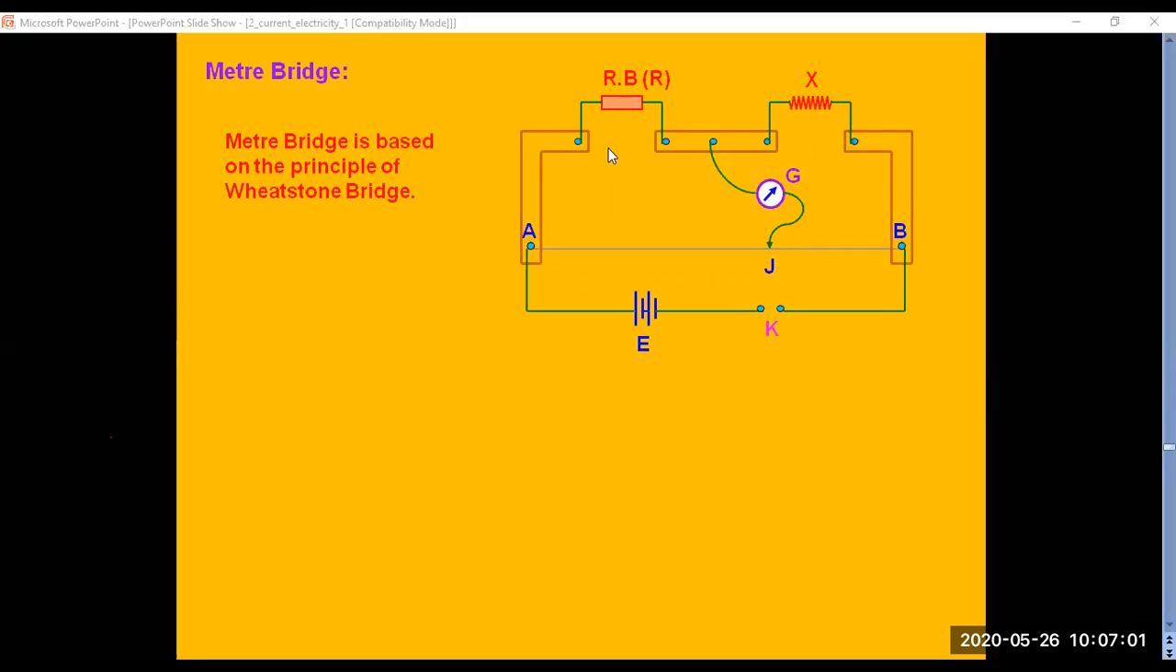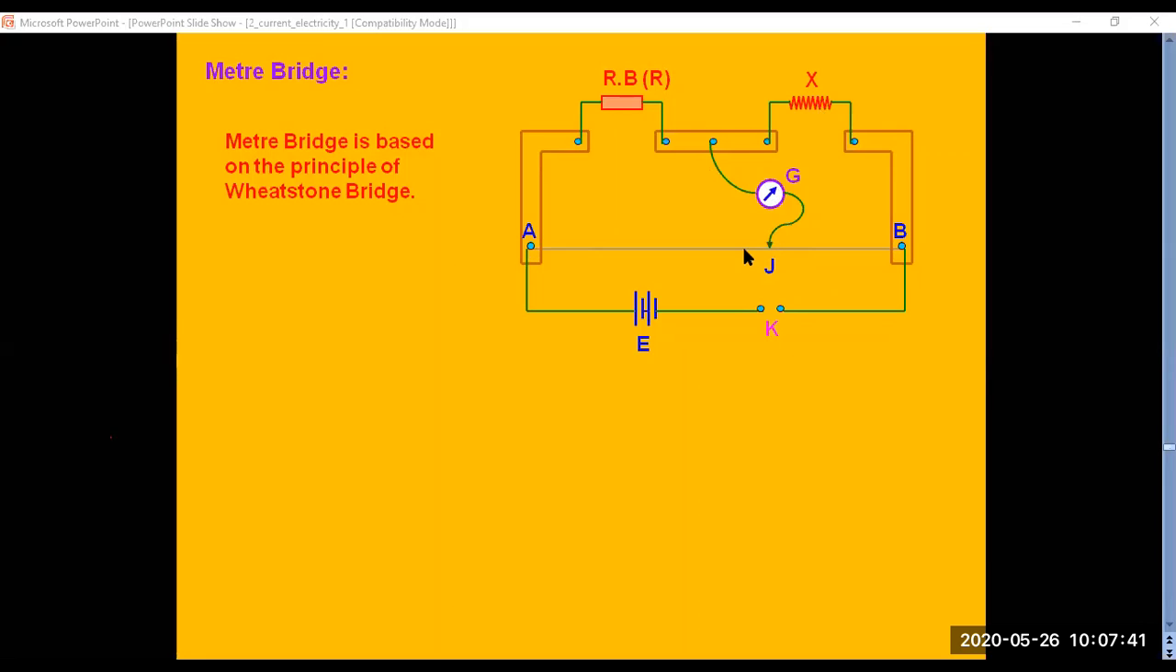I'm repeating it again. Two metallic L-shaped frames. Across the 2 ends, we have a battery connected. In the left gap, a resistance box is connected. In the right gap, a wire of unknown resistance is connected. Through the middle point, I have a galvanometer, which in turn is connected to my sliding jockey. Sliding jockey means I can move it along my wire AB. Now, how we are going to do the experiment is, after giving all your connections, the plug key should be closed, meaning current will flow. You switch on the circuit.